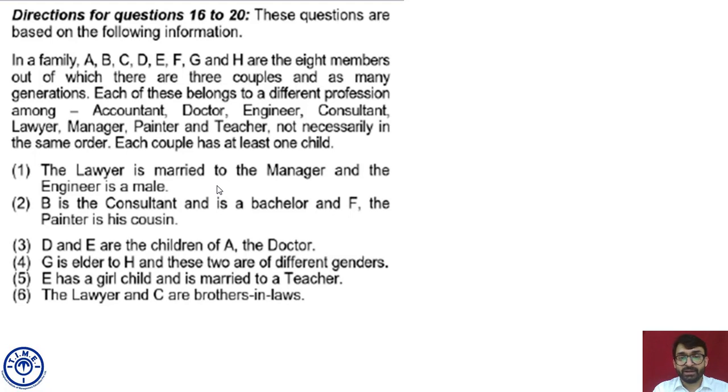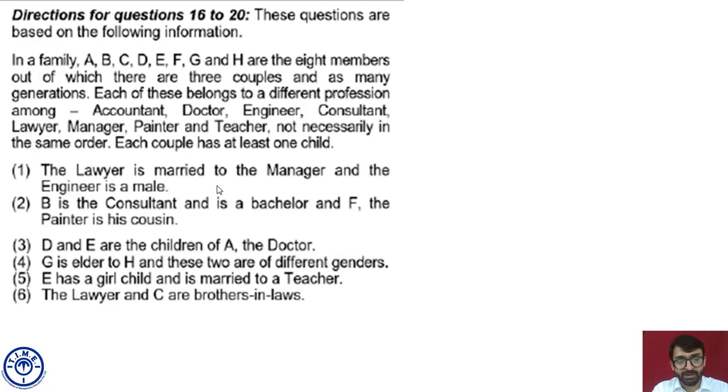And B and F are cousins and F is a painter. So that means B and F are cousins. That means B and F's parents are siblings. That means the second generation will have a situation of siblings, because B is the cousin of F and that means their parents are siblings.